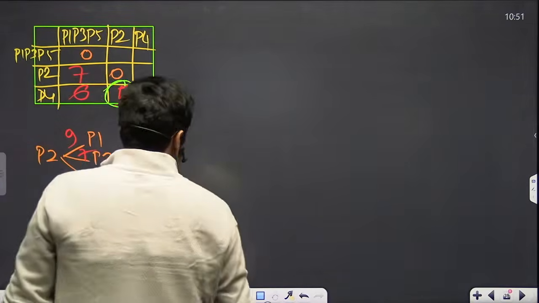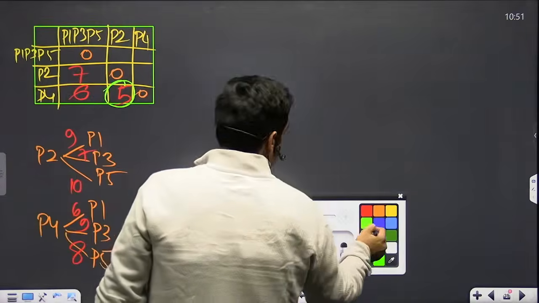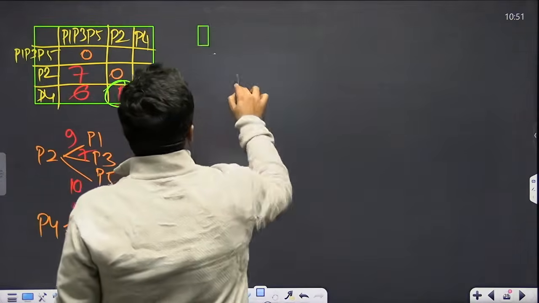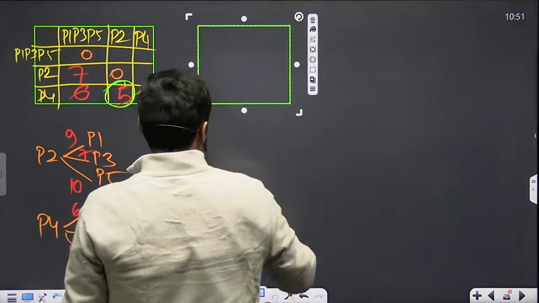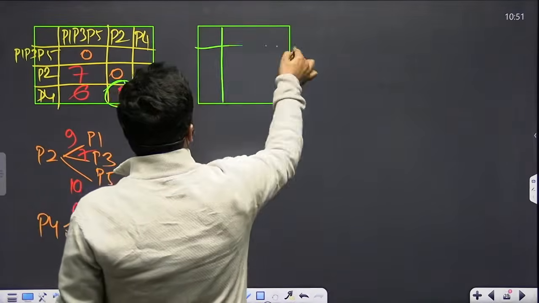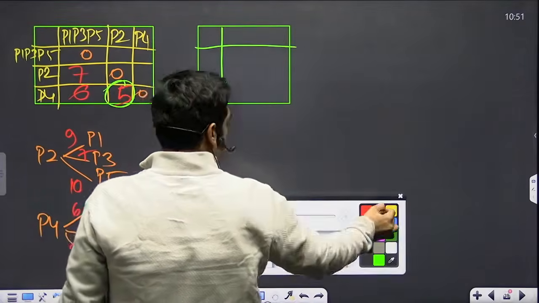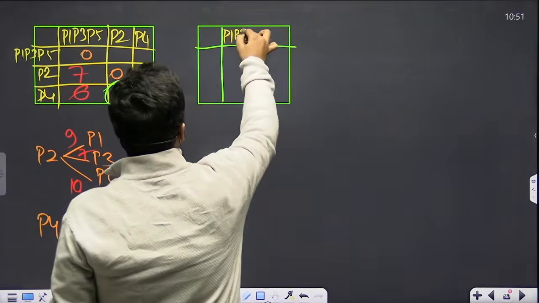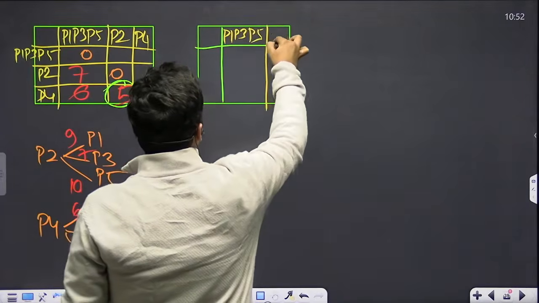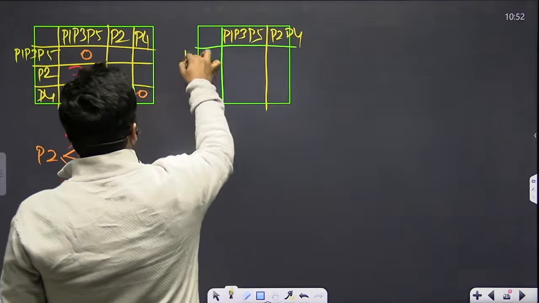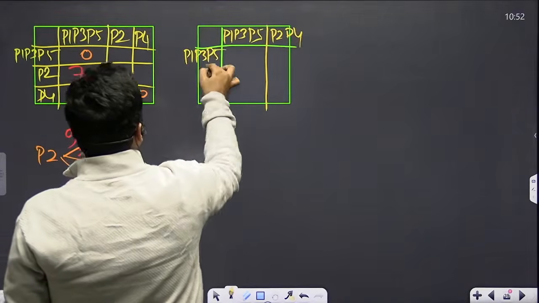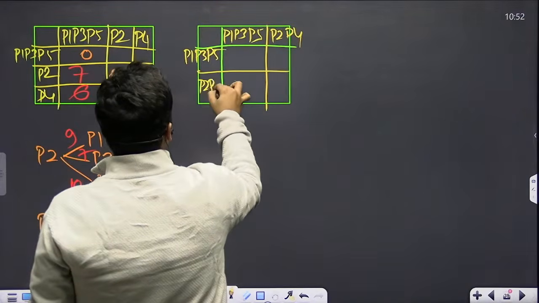Okay, so now I would be clubbing P2 and P4. ठीक है, चलो club कर लेते हैं P2 और P4 को. तो I have P1, P3 and P5 here, and I would club P2 and P4. Similarly here also P1, P3, P5, and I would be clubbing P2 and P4.